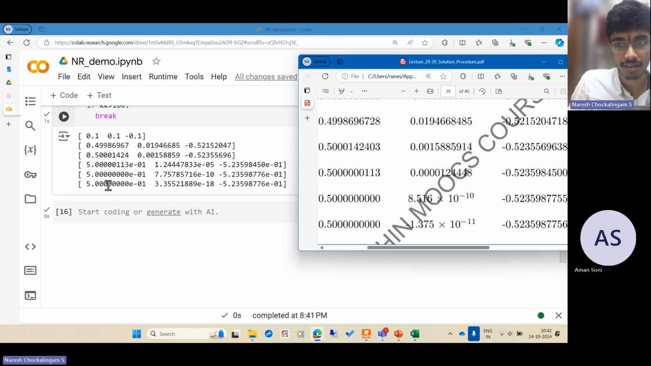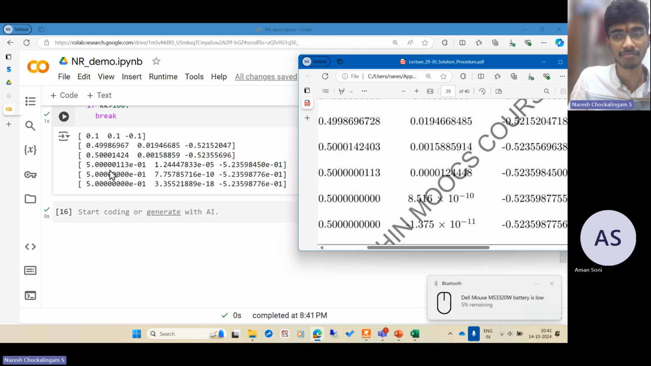Then the second component, basically the second component of this, is converging to 0. So the second one is actually 0. First one is 0.5. The last one is 0.523 something. Since it is converging to 0, you cannot compare the values. This is something into 10 power minus 10, 10 power minus 18, too small to be compared. But it has already converged. Basically, this has converged in 3 iterations.